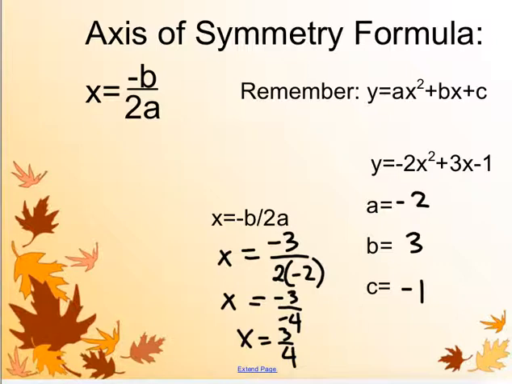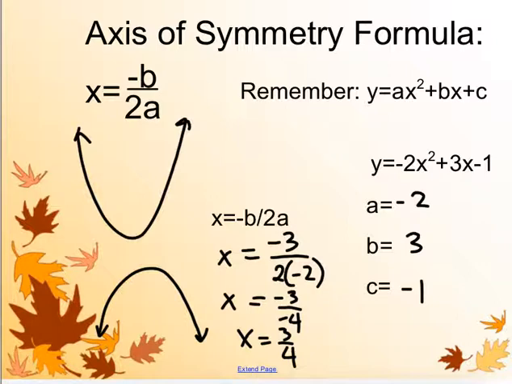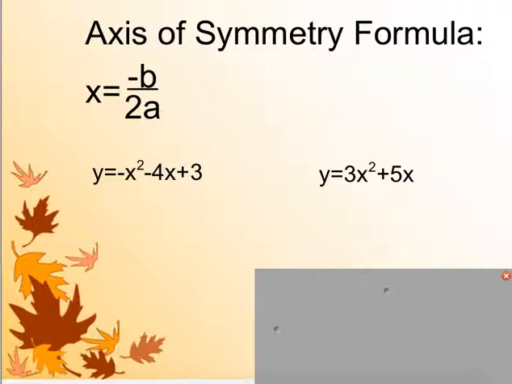Now we use this axis of symmetry not only to say that's where my vertex is, but if we have this parabola, we can say that is the x value of my parabola. So this is the x value. I have 3/4 as my x value, but I'm missing my y value. So our next step here is to use the axis of symmetry in order to find the vertex of my parabola. So let's try that.